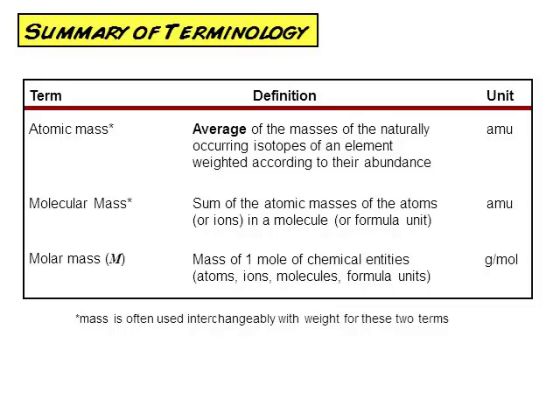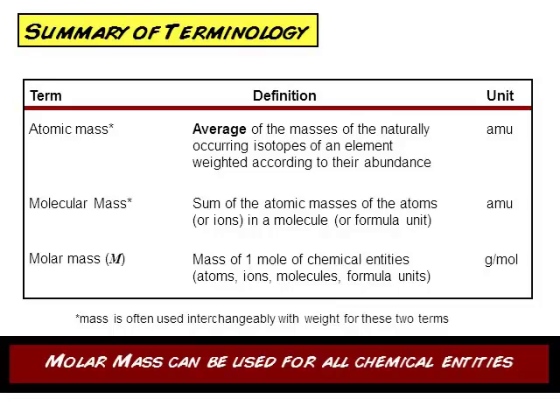For example, 1 atom of carbon-12 has a mass of 12.000 atomic mass units, whereas 2 atoms of carbon-12 has a mass of 24.000 atomic mass units. This depends on the amount of carbon you have. For molar mass, 1 mole of carbon-12 has a mass of 12 grams per mole. 2 moles of carbon-12 also has a molar mass of 12 grams per mole. We can see that molar mass is an intensive property. Molar mass can be used for all chemical entities.